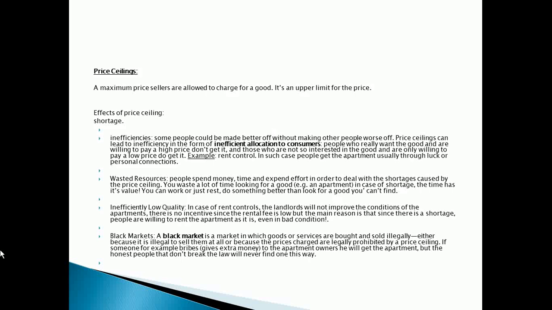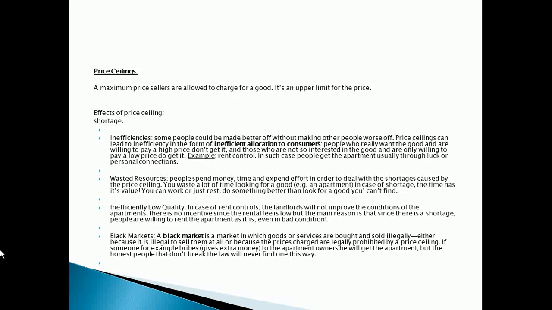And sometimes when there is a price ceiling, the product is inefficiently low in quality. Apartments may not be renovated, the toilets may not be presentable, among others. The condition may not be palatable. And so price ceiling can lead to inefficiently low quality. And eventually it can lead to a black market, where products are hoarded and sold illegally at prices higher than those the government has set.